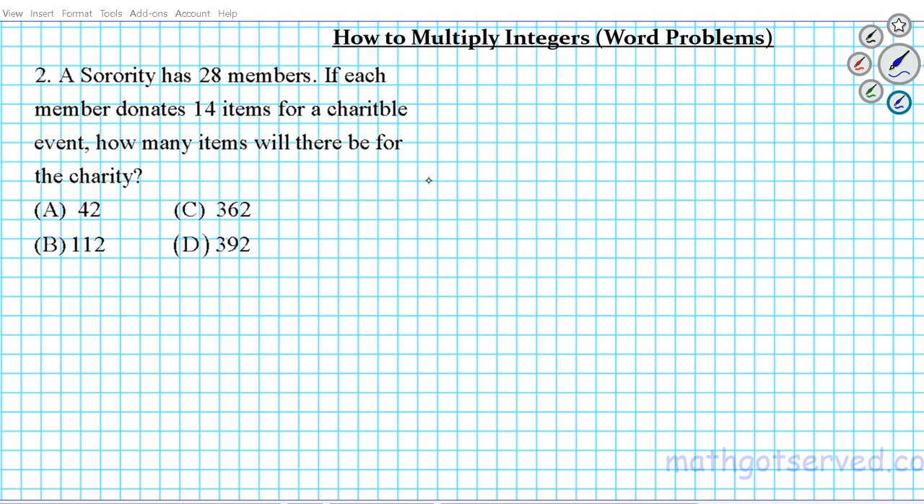To get us started with this, let's go over the formula that's going to guide our problem solving process. The formula for total amount.